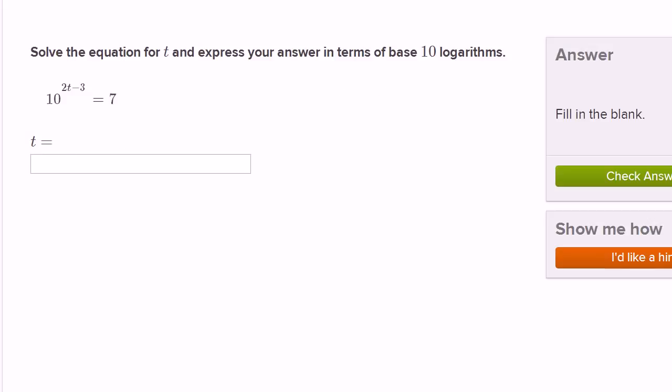So let me get my little scratch pad out, and I've copied and pasted the same problem. So I'm just going to rewrite it. So they have 10 to the 2t minus 3 is equal to 7. And actually, let me color code this a little bit. So 10 to the 2t minus 3 is equal to 7.